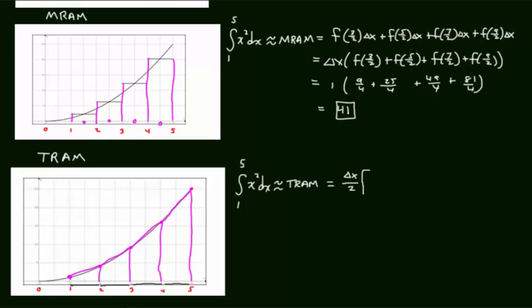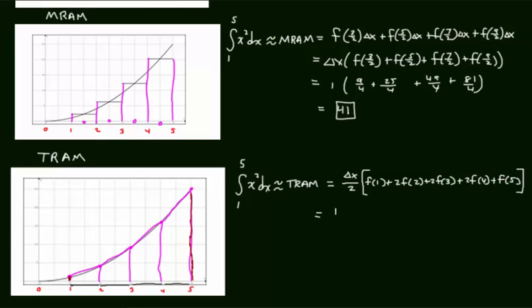And now the all-important f of values. Can you see that the endpoints are singletons? This base and this base are singletons, and the ones on the inside will be shared, so they get doubled. So we have f of 1 plus 2 times f of 2 plus 2 times f of 3 plus 2 times f of 4, and finally the last base singleton, f of 5.